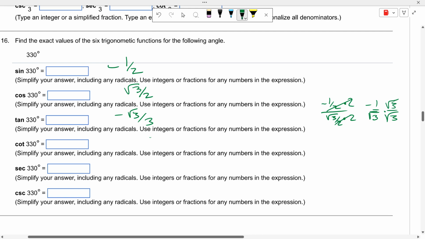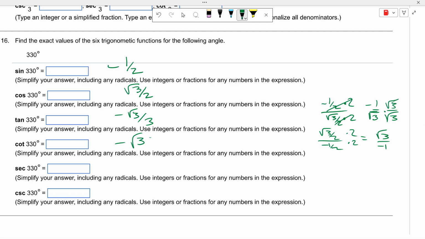Cotangent. Well, we just flip this over. Square root of 3 over 2 over negative 1/2. So you multiply both top and bottom by 2. You get square root of 3 over negative 1, which is negative square root of 3, fully reduced. Don't write it over 1. It's just negative square root of 3.